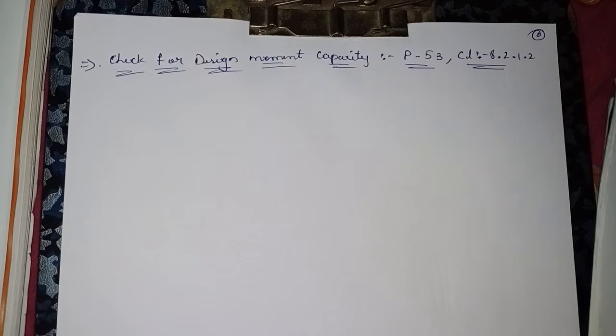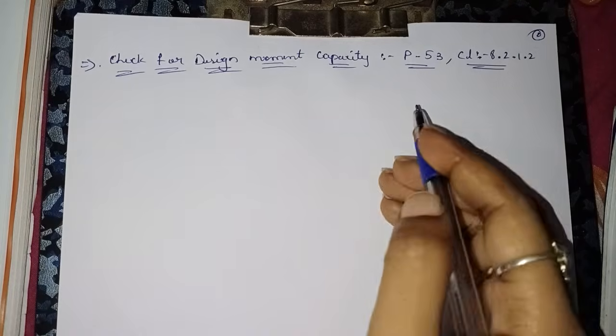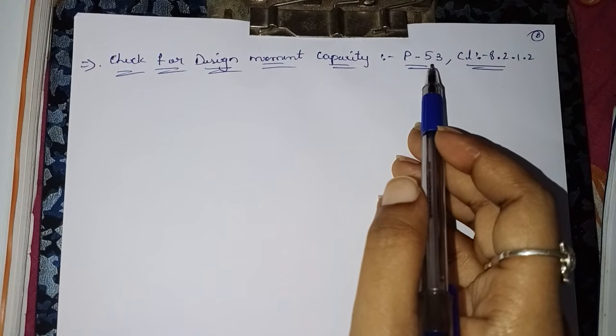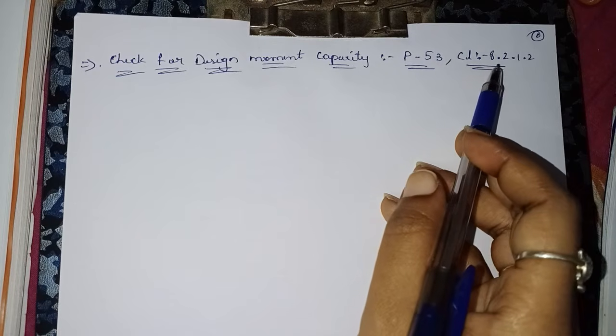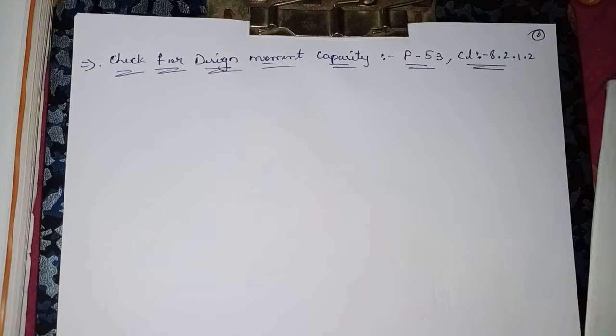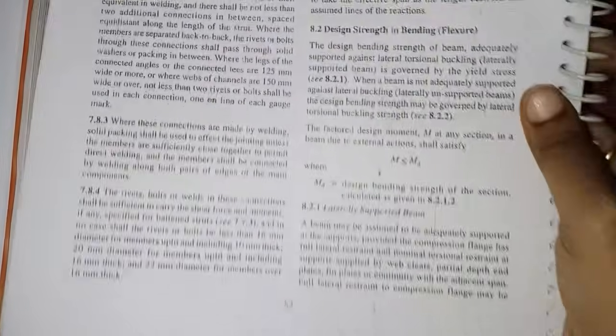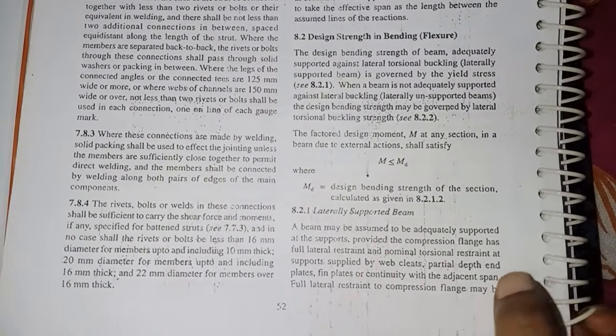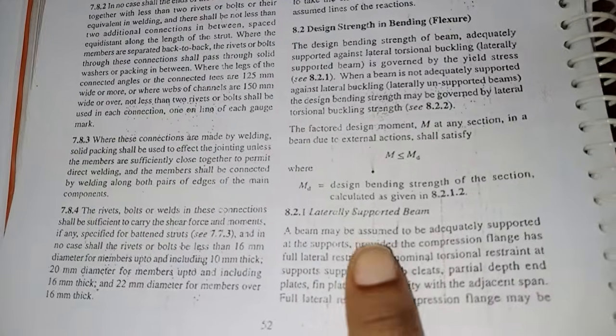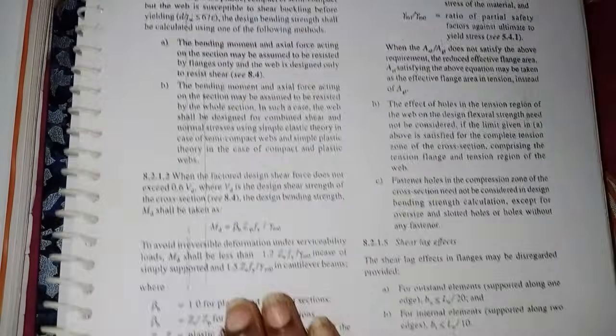Okay, next we'll go for the check for design moment capacity. So now this is on page number 53, you will get it in clause number 8.2.1.2. Okay, if you see, it is on page number 52, here you have M should be lesser than MD. Okay, so MD is nothing but design moment.